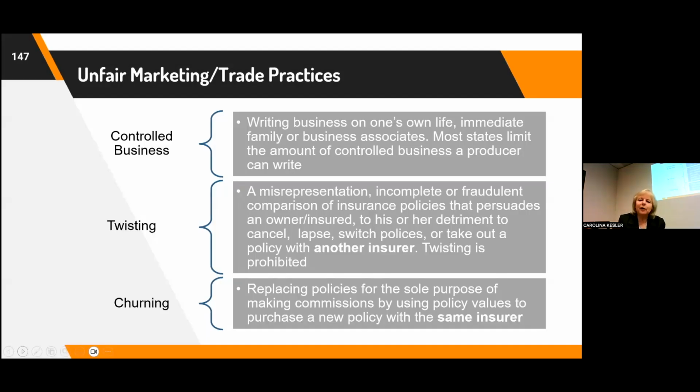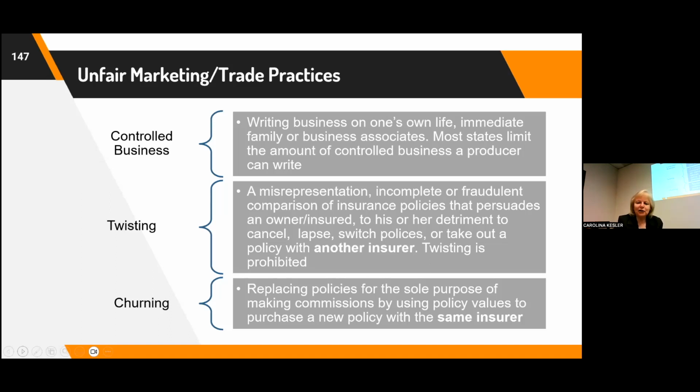Controlled business is writing business on one's own life, your immediate family, or business associates. Most states limit the amount of controlled business a producer can write to 20% or less of what you're writing. So if you've got 80 people in your family, you have to call the home office if you want to write them all. Say, look, these are my cousins, my aunts and my uncles, and they want me to be their agent. They'll tell you yes or no. They're going to look at the kind of business you're writing and see where you're at. So as long as you're writing good business and they're not all lapsing within the first 60 days or the first year just to get you commissions, they're likely to say okay.